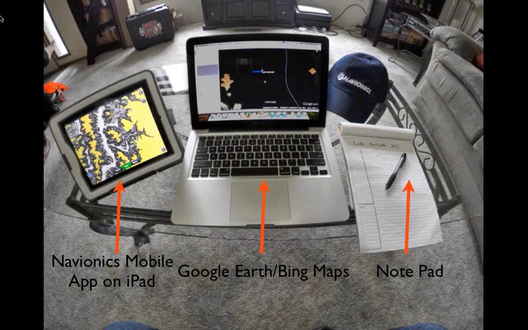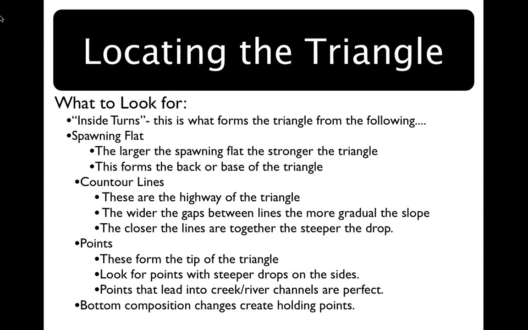So being able to take all of that technology and put it together, you can eliminate so much water so quickly. That's our biggest thing when you're so limited on time in what you can actually do. Now the biggest thing to look for, if it's in a river system, is what are called inside turns. This is what forms the triangle, usually from a spawning flat, right?